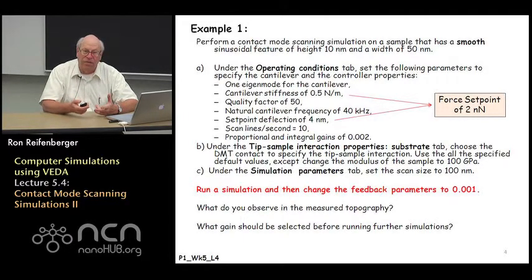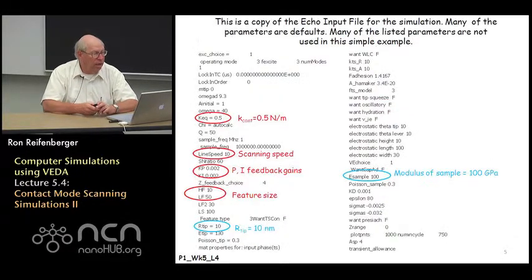And if we change the feedback gain, what effects does that have in the measured topography? So those are the questions that we want to answer immediately. Just to be precise, I include the echo input file for the calculations that I'm going to present in the next few slides.